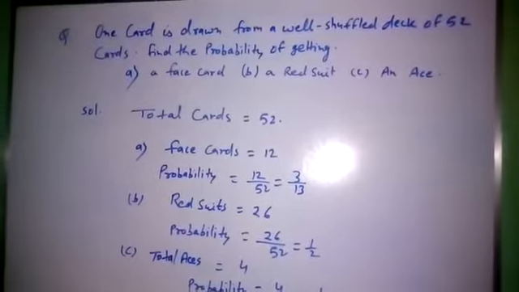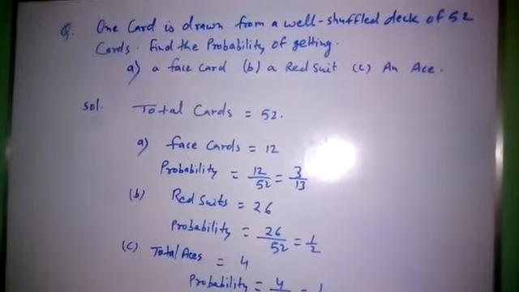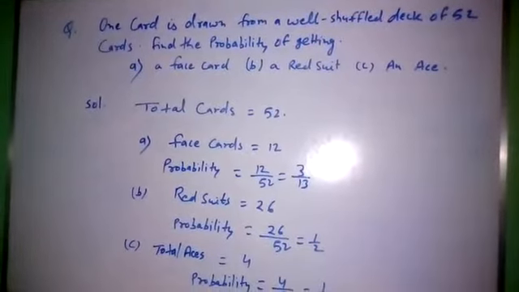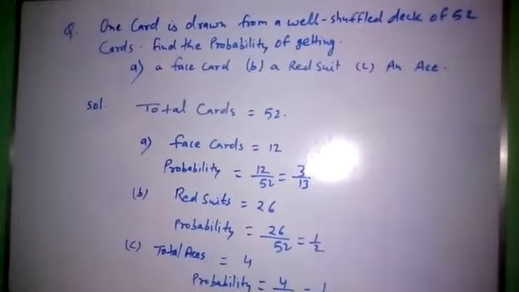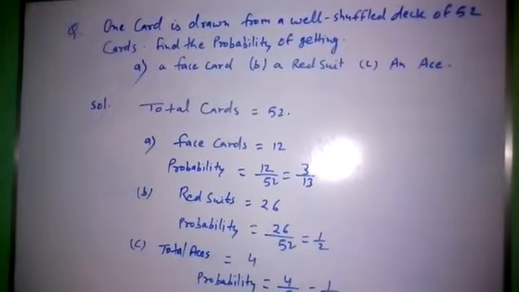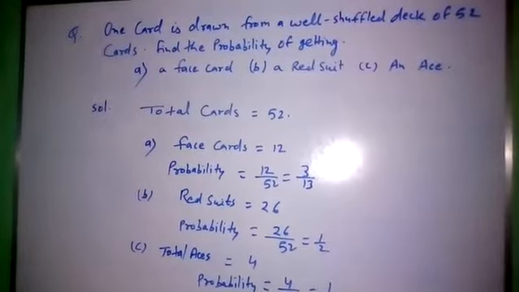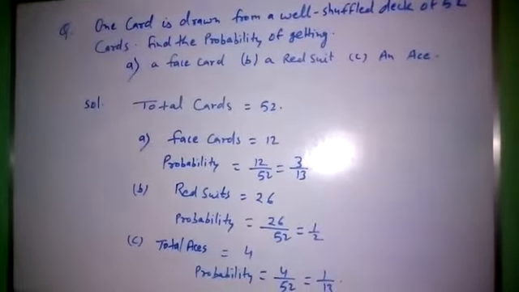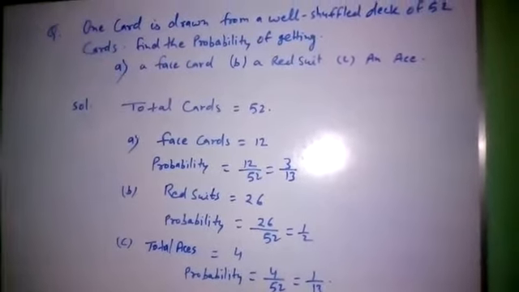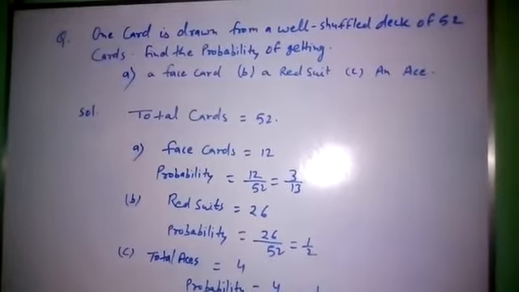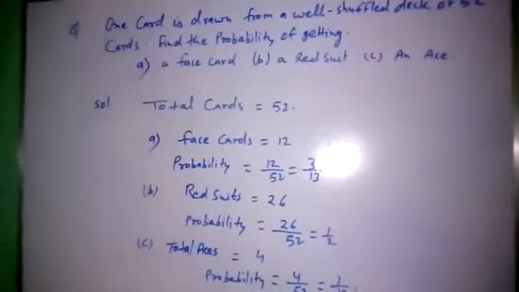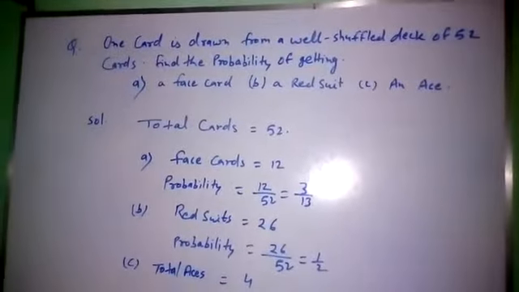So here the question is: one card is drawn from a well shuffled deck of 52 cards. Find the probability of getting (A) a face card, (B) a red suit and (C) an ace. So how will we solve it? As we know, the total cards in a deck of playing cards are 52.